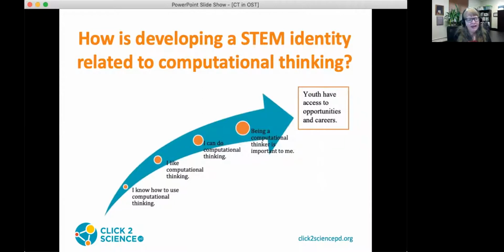And identity grows through positive experiences that develop skills. As youth progress from knowing how to use computational thinking to enjoying using those skills and knowing that they can use those skills to solve problems, they're becoming a computational thinker. When they see themselves and value themselves as a computational thinker, that's when they've developed that sense of identity. And that opens up for them the opportunities that having these skills provides. It opens a lot of career pathways and a lot of resources that they have access to as a computational thinker that they may not have had access to without this set of skills. It gives them opportunity to be a creator, to solve problems, and to consider different career pathways.